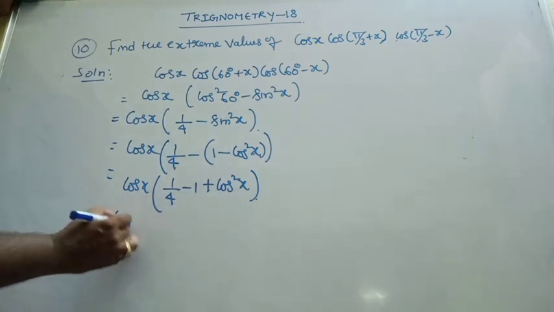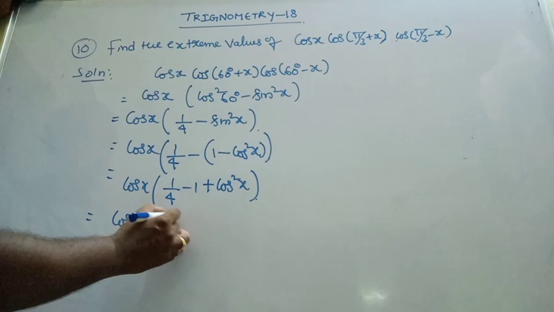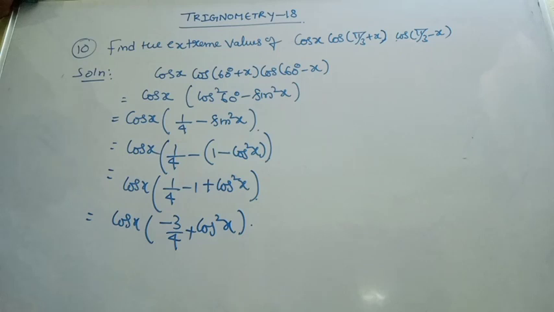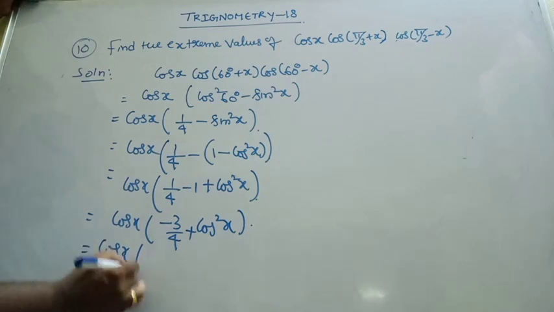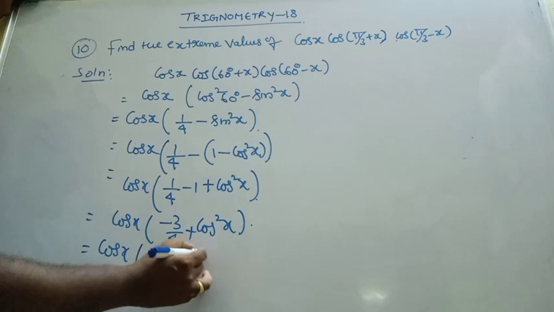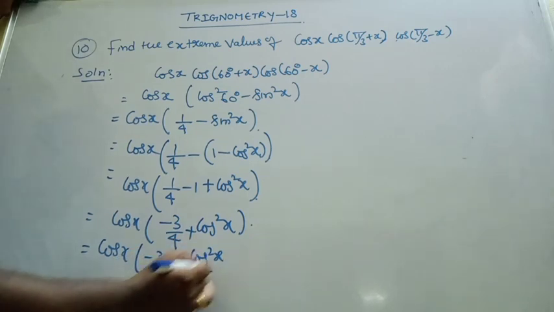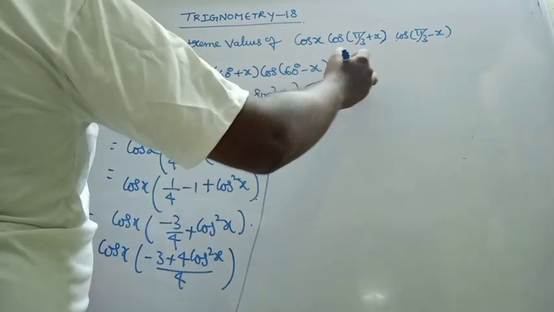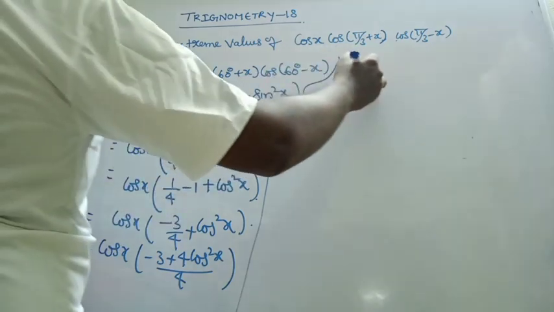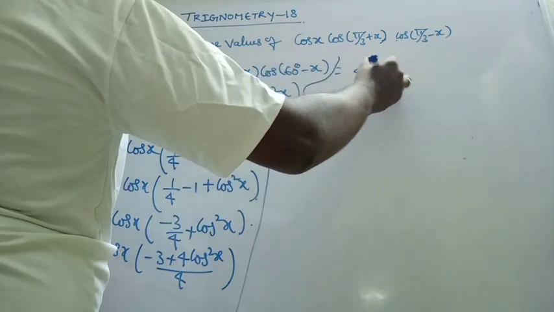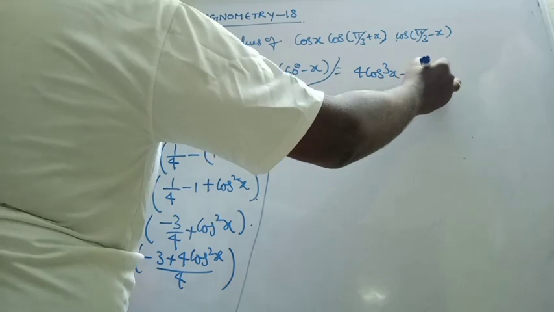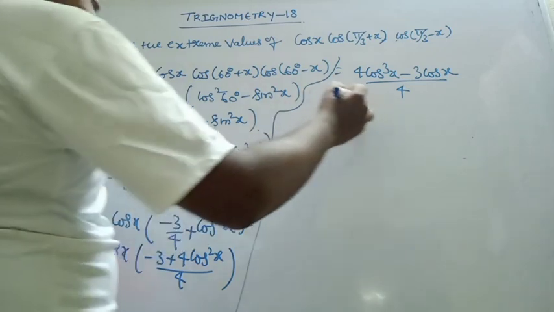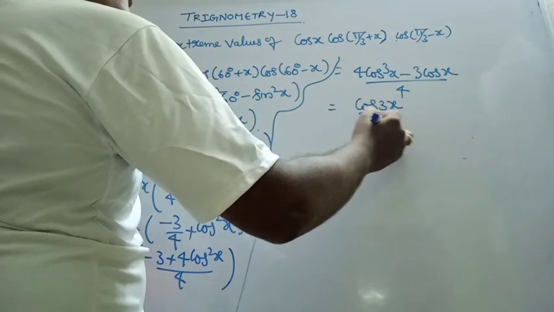Right, now this is cos x into 1 by 4 minus 1, that becomes minus 3 by 4 plus cos square x, like this. And this becomes now cos x into minus 3 plus 4 cos square x by 4, like this. Now if you multiply this with cos x inside, what are you going to get? We will get 4 cos cube x minus 3 cos x by 4. Now 4 cos cube x minus 3 cos x is what? Cos 3x formula, so cos 3x by 4, like this.